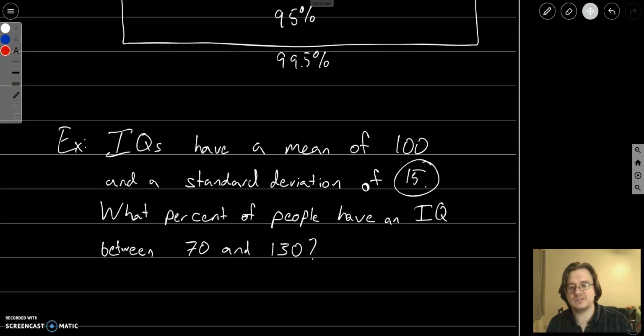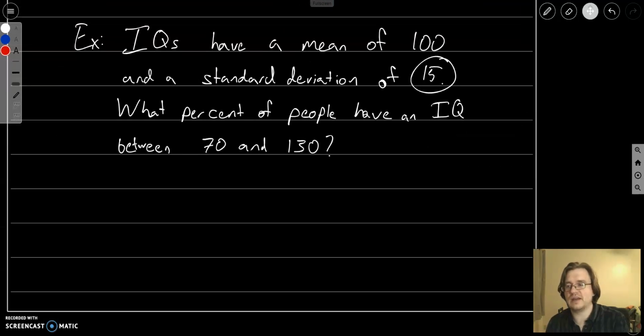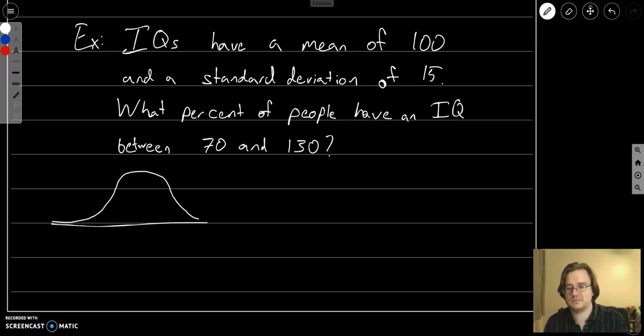Let's look at some specific values and do some calculations. The first thing we're looking at here is IQs, and they have a mean of 100 with a standard deviation of 15. So we're asked what percentage of people have an IQ between 70 and 130. What I like to do is draw a little picture. We will have our little bell curve. It's not a perfect bell curve, but it'll do. We have our mean, which will happen right in the middle. And we can start plotting this.